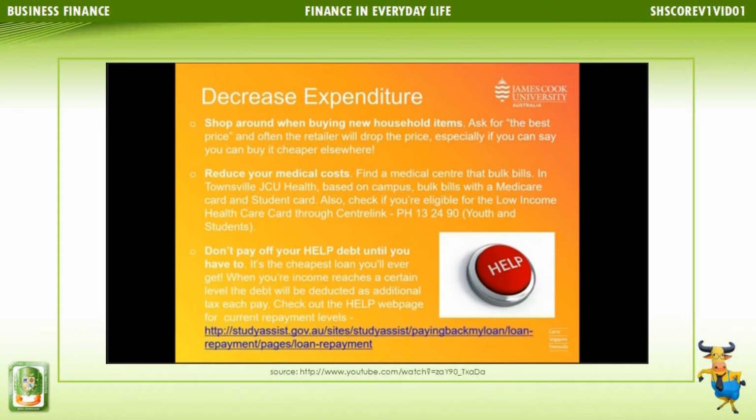Don't pay off your HELP debt until you have to. It's the cheapest loan you'll ever get. Go to studyassist.gov.au to find out more.